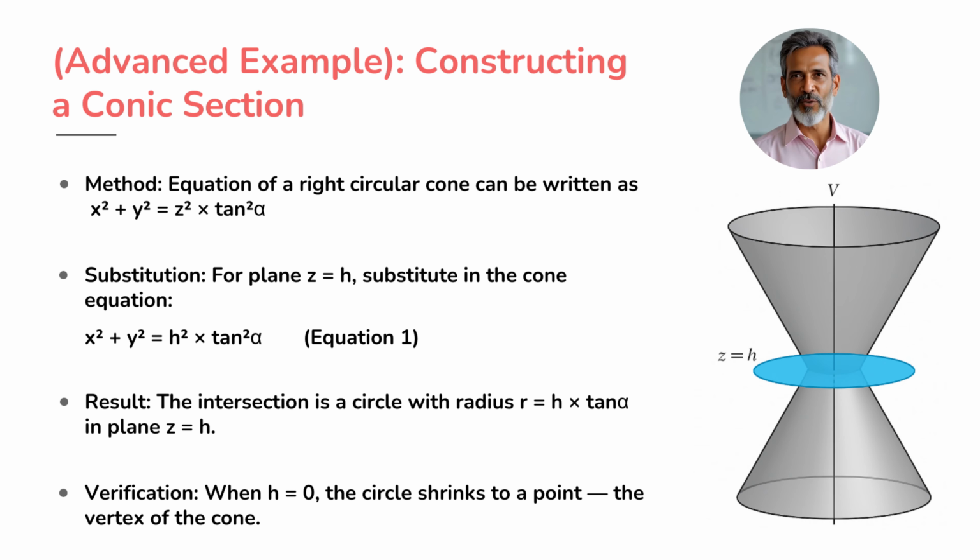When h equals 0, the circle shrinks to a single point, the vertex of the cone. So we've just proven that a horizontal cut across a cone gives a perfect circle.